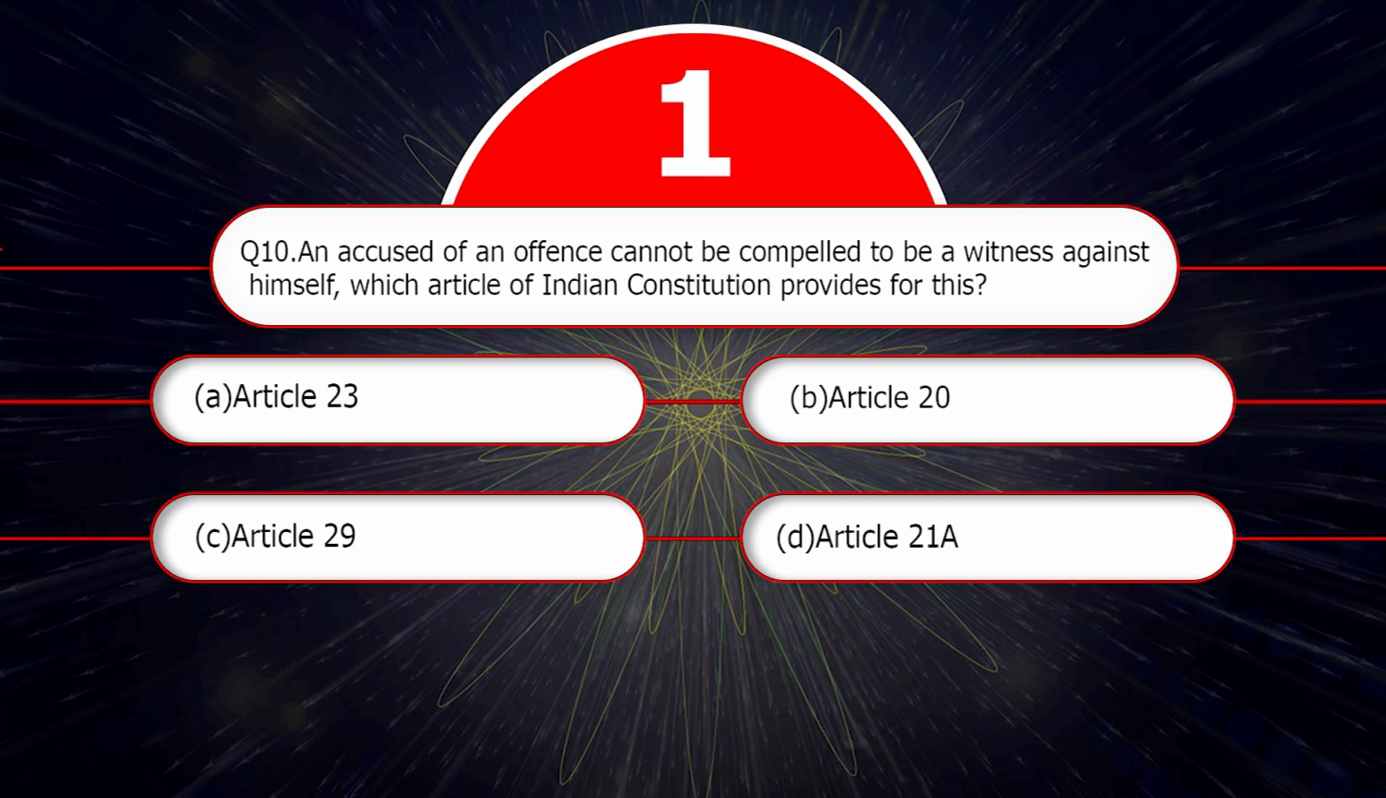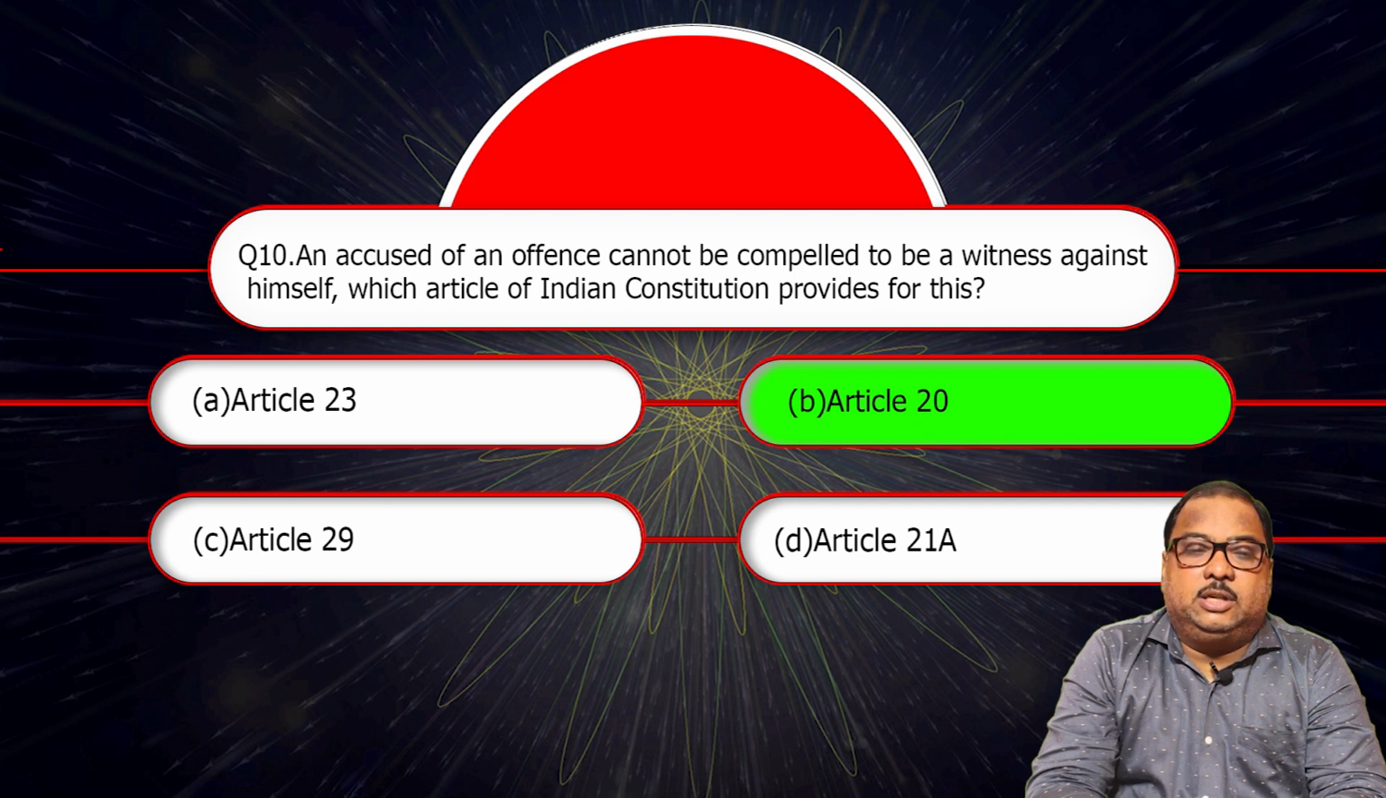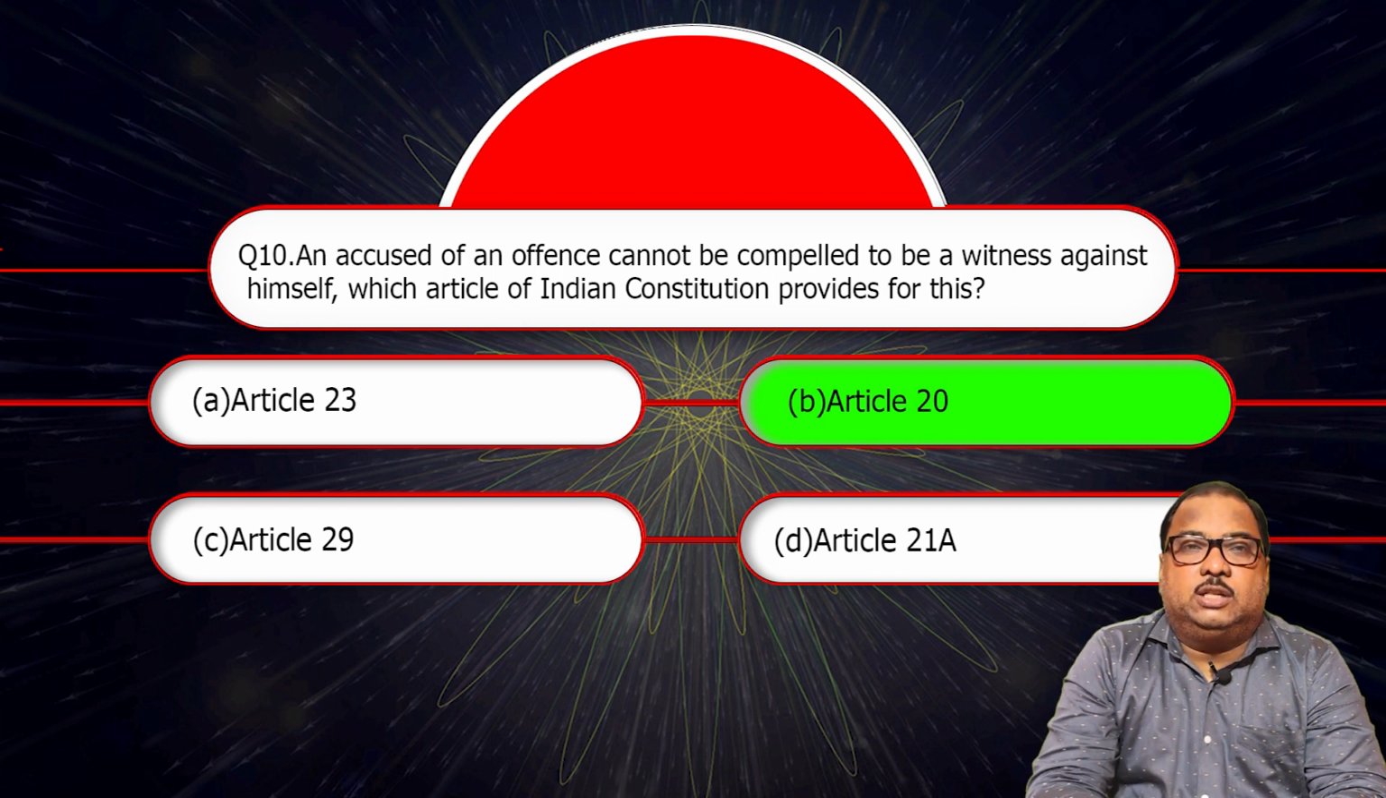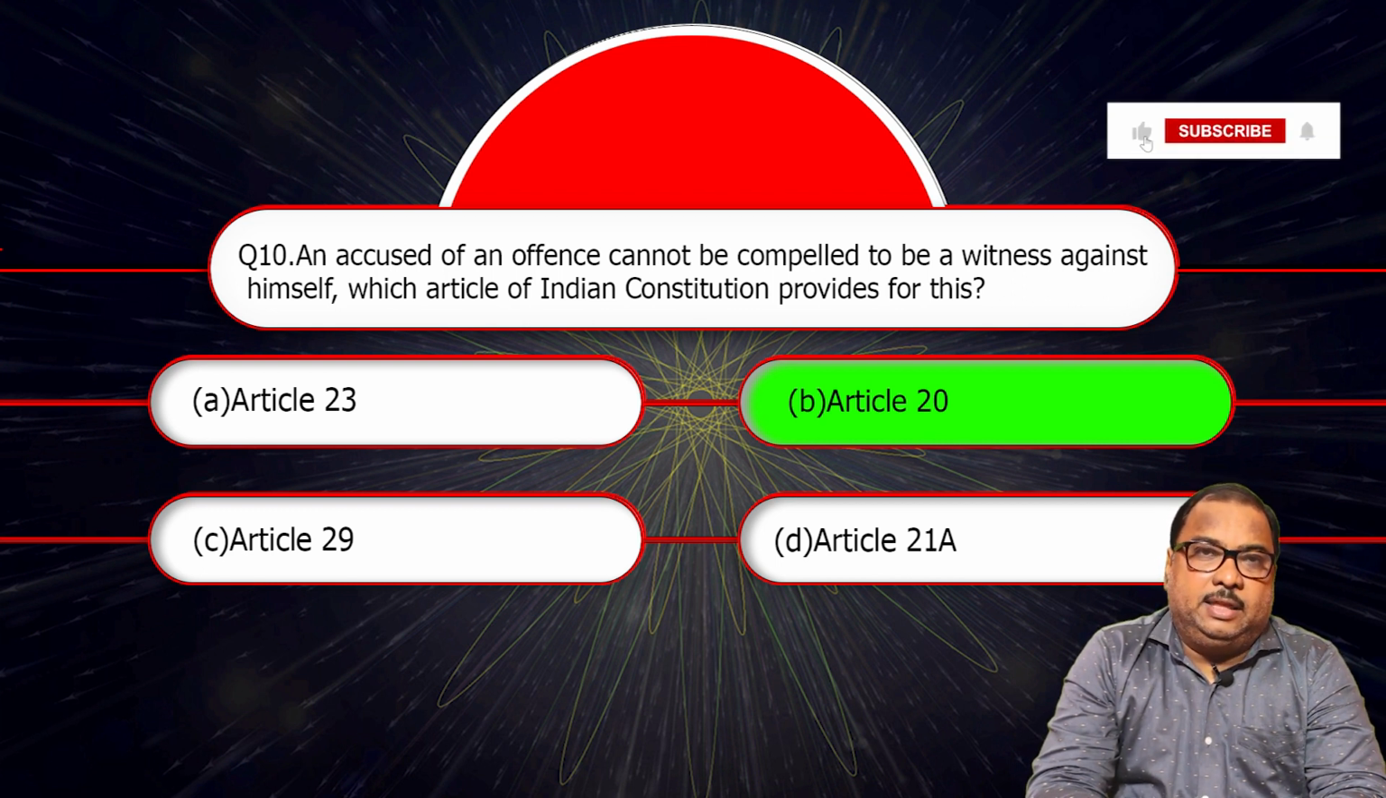The correct answer is option B, Article 20. It is given in the immunity of Article 20, no self-incrimination. That is, a person who has been condemned or accused of a particular crime cannot be taken as a witness against himself. This is known as no self-incrimination, which has been given in Article 20.